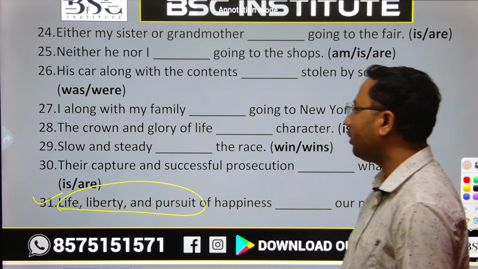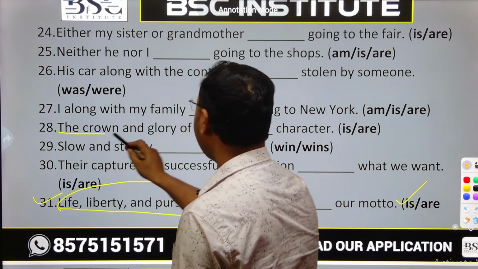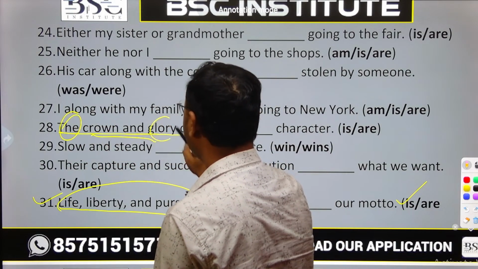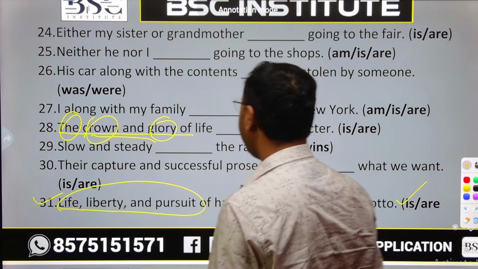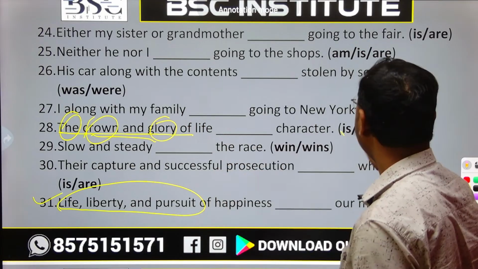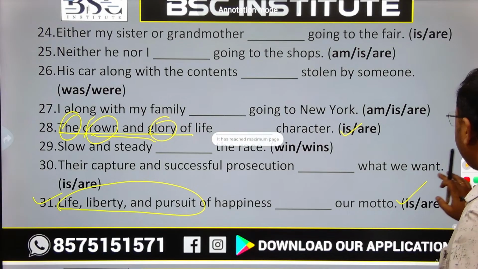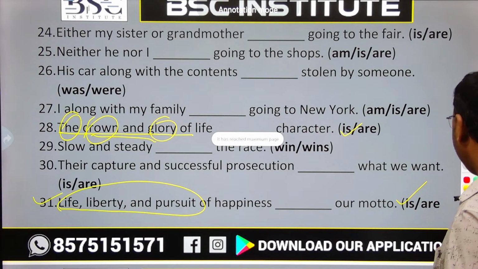Next, the crown and glory of life. The crown and glory is not different, because a single article is used for two different nouns, glory and crown. That means it becomes S1, so I have to use is, right? I hope this is clear.